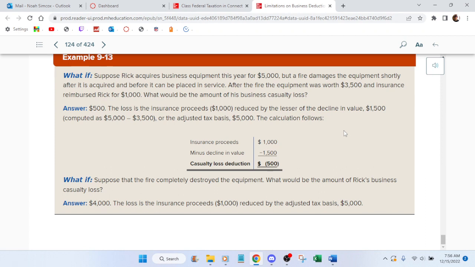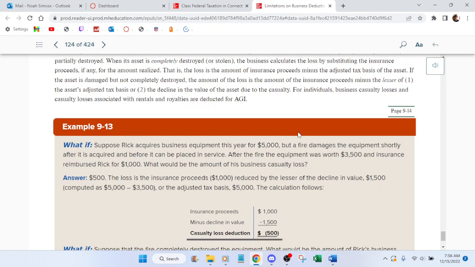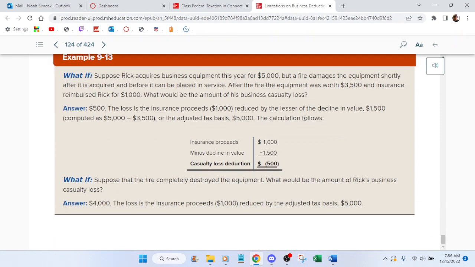This is funny because they don't give an example of when some equipment is only partially damaged and it declined in value or something. After the fire, the equipment was worth $3,500. Oh, wait, hold on a second. Never mind. This is an example involving equipment that was only partially damaged and it declined in value from the damage, obviously.